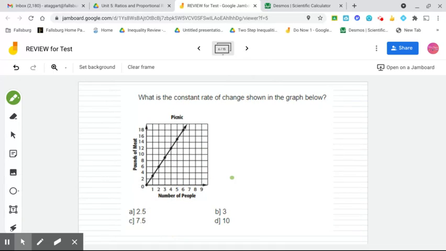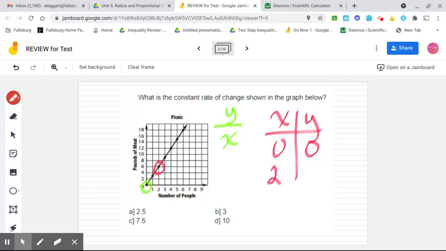All right, what is the constant rate of change shown in the graph below? So the constant rate of change is, remember, it's always y over x here, okay? So we're going to pick 2 points. It doesn't matter what 2 points. We're going to pick any 2 we want. I always like 0, 0. And we're going to set that up as a table. 0, 0. And here's another point here, 2, 6.